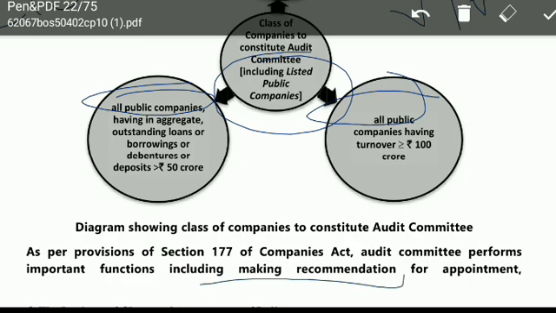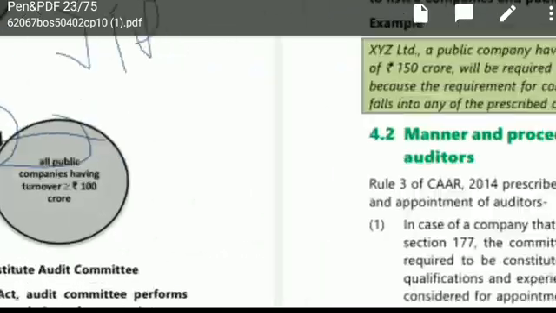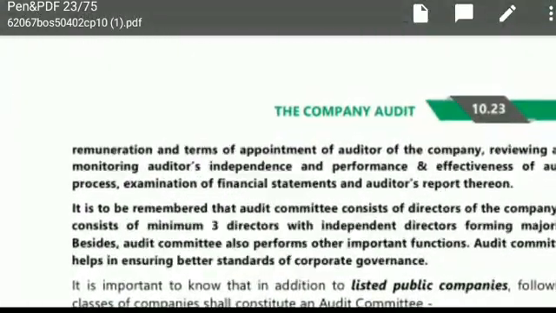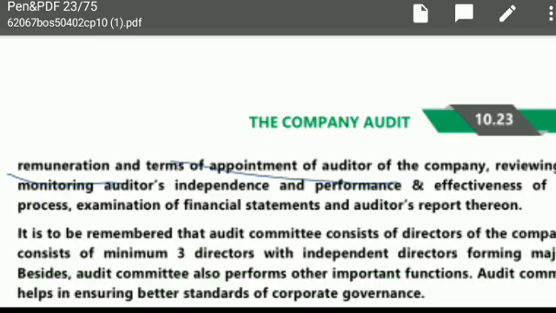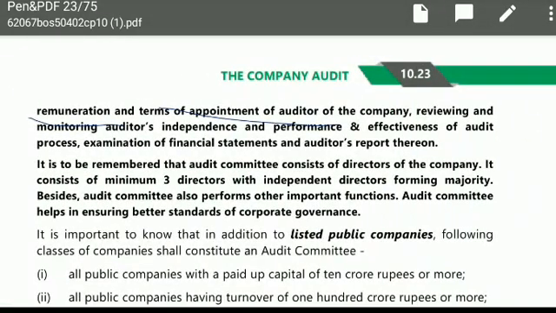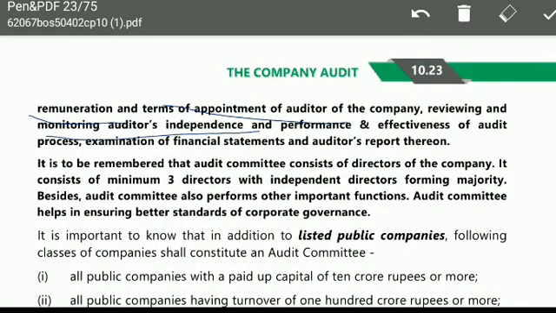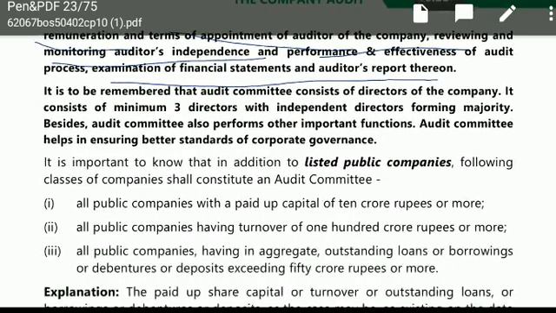They have the power to make recommendation for the appointment of auditor, right, for the filling of casual vacancy, for the remuneration, for the terms of appointment of auditor, for reviewing and monitoring the auditor's independence, and for evaluating the effectiveness of their performance, and for examining of financial statements and auditor's report thereon. So these are the powers of audit committee, right? It is to be remembered that audit committee consists of directors of the company. It consists of minimum 3 directors with independent directors forming majority.